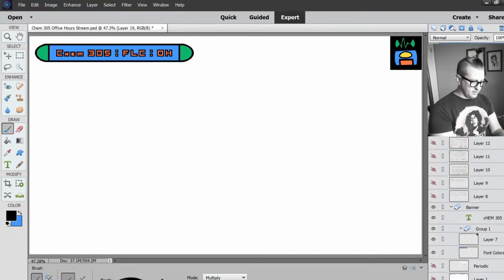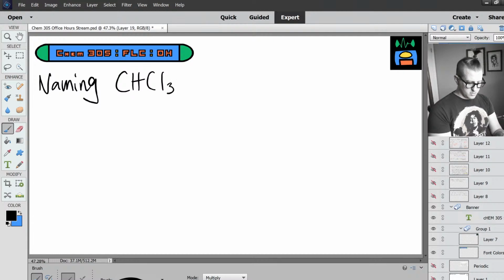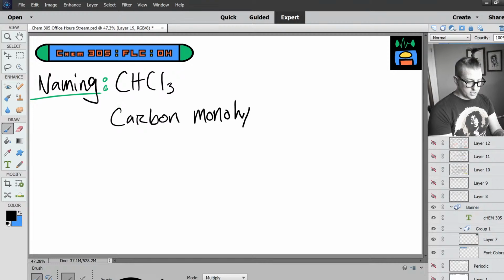So for naming, here we're dealing with, again, a covalent compound, no metals. So this would be carbon monohydrogen trichloride. It would be quite the name.